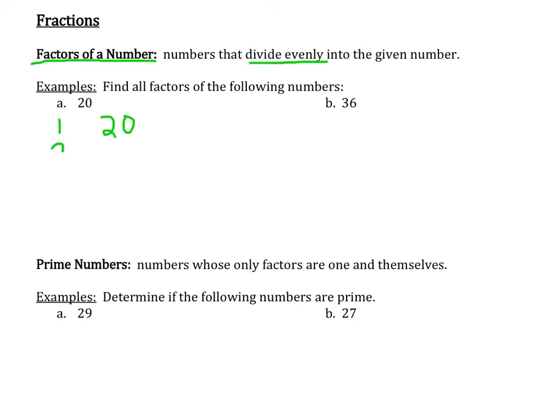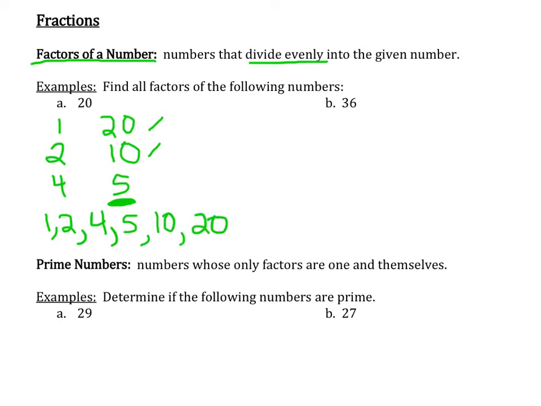2 goes evenly into 20 10 times, so 2 and 10 are factors of 20. 3 does not go evenly into 20, but 4 does because 4 times 5 is 20. Since I have a 5 over on this side, I know I'm done with all of my factors of 20, because 6, 7, 8, 9, and then I'll get back to 10 and 20. So my factors of 20 are 1, 2, 4, 5, 10, and 20. Include the actual number because it is always a factor of itself.